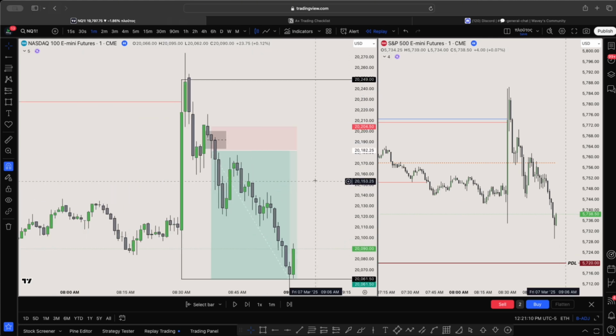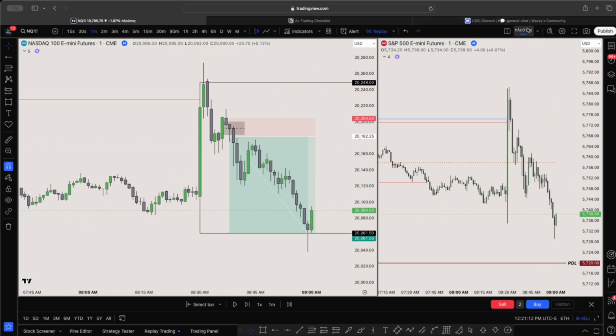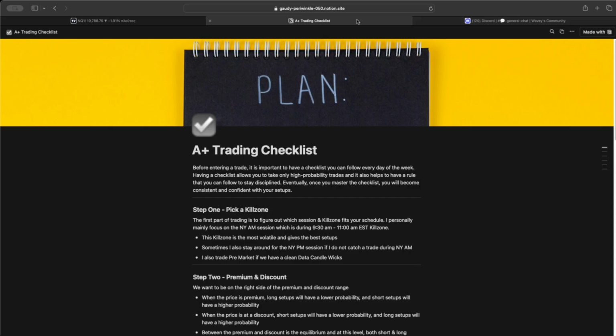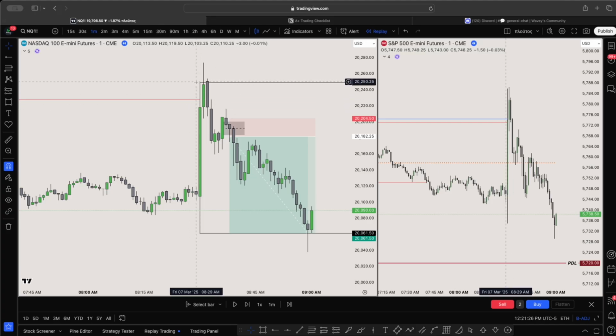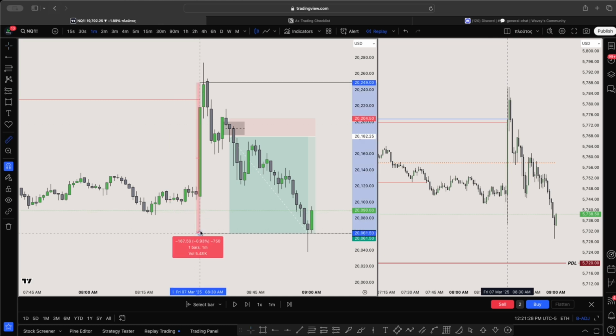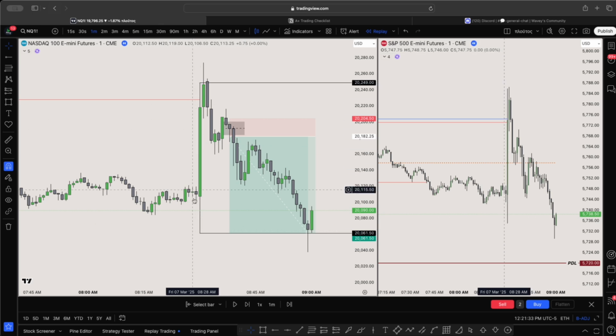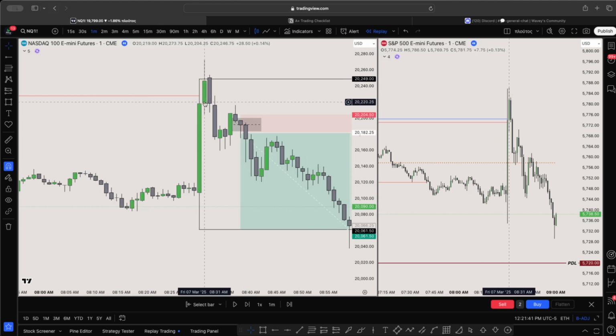This is a setup that I took on my fundeds today, and this was not in my kill zone, but remember when I said sometimes I do take trades pre-market if we have a clean data candle wick. So at 8:30 today, we had this 87 point data candle with clear wicks here, right? These are great liquidity levels that we can trade off of. And then 1 minute later we swept that, and there was no entry model here, right? There was no entry model, inverse fair value gap.